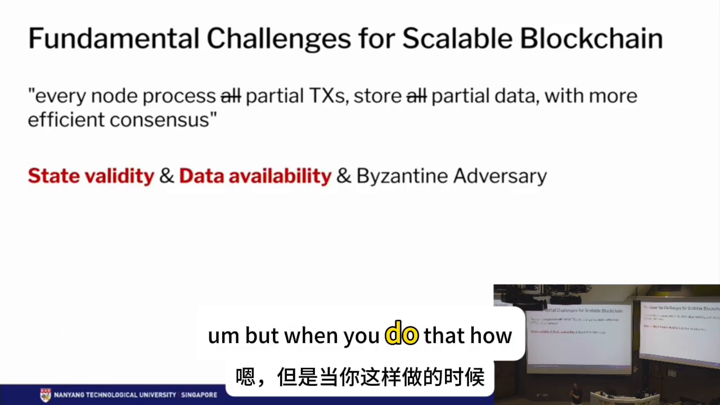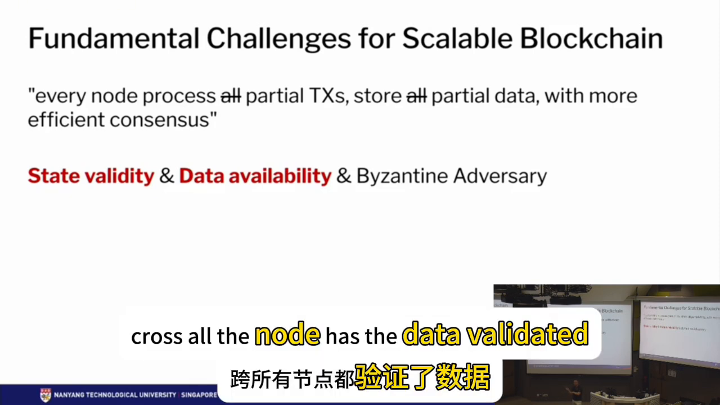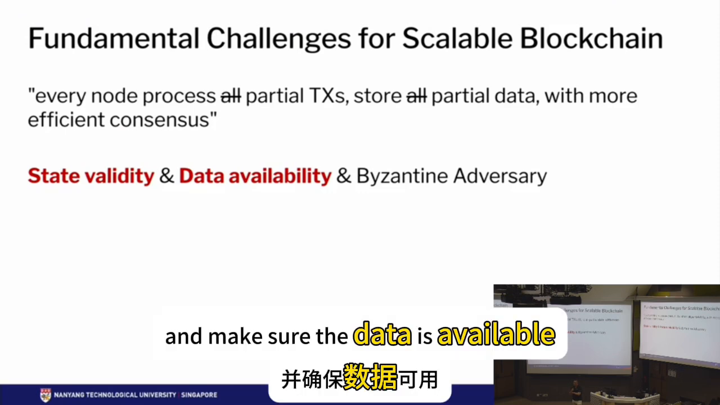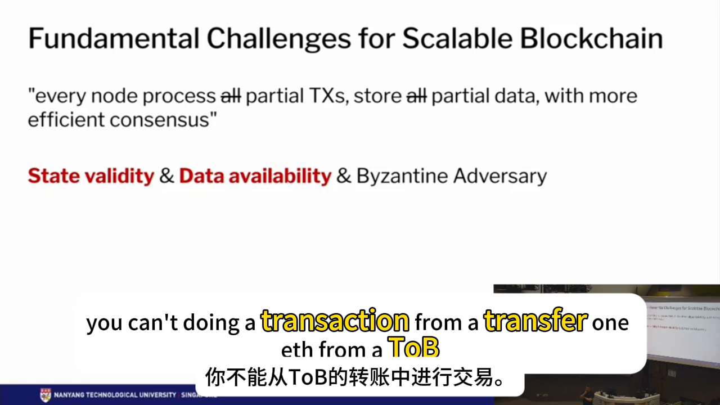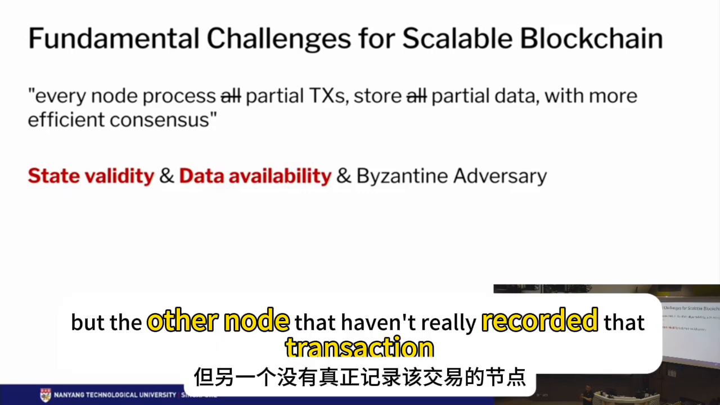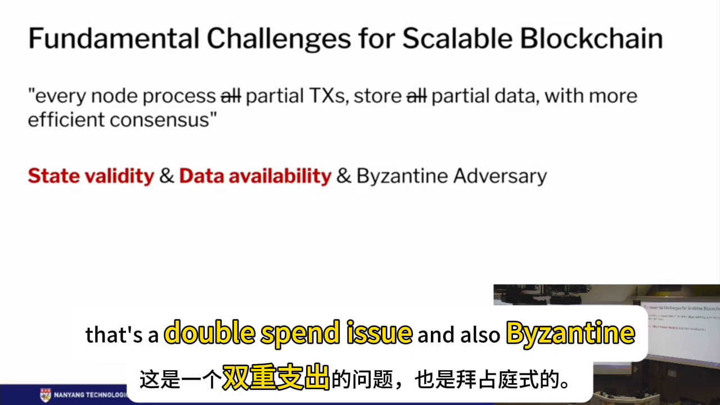But when you do that, how can you make sure the state across all the nodes has the data validated and make sure the data is available? It means you can't do a transaction transferring one ETH from A to B while the other node hasn't recorded that transaction. That would be a big issue, right? That's a double spend issue.